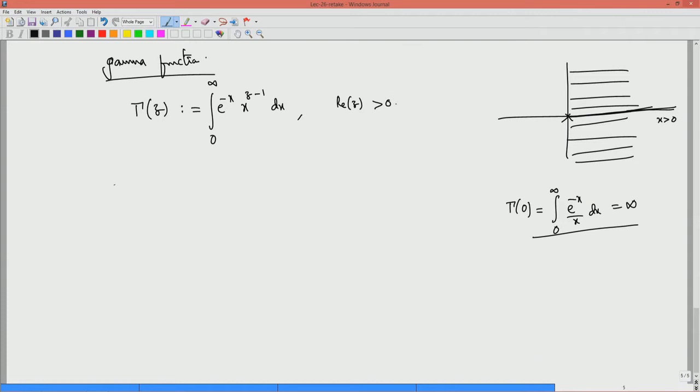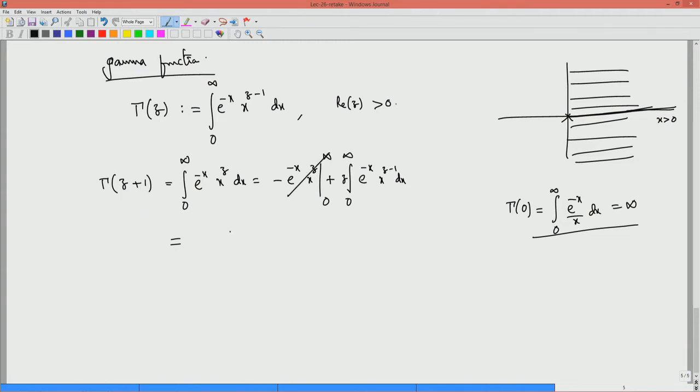Now, we look at a property of the gamma function. If you calculate it at z plus 1, you get the integral of e power minus x, x power z dx. Doing integration by parts, you get e power minus x times x power z with limits 0 to infinity, plus the integral from 0 to infinity of e power minus x times z, where z comes out as a constant, times x power z minus 1 dx. At infinity, e power minus x goes to 0, so that term does not contribute. You are left with z times the gamma function. So, gamma of z plus 1 equals z times gamma z; this is the property of the gamma function.